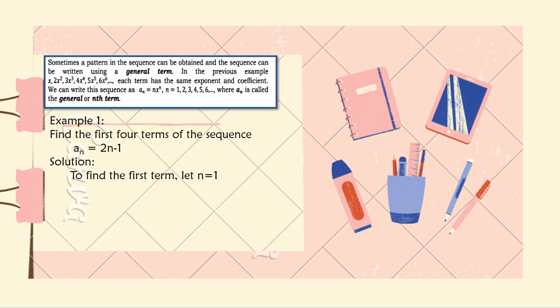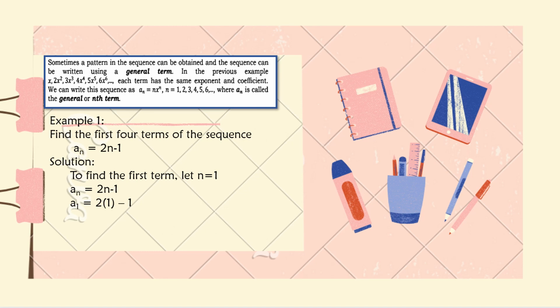To find the first term, let n equal 1. Using the general term, a sub n is equal to 2n minus 1, ang gagawin lang natin ay isa-substitute yung 1 sa lahat ng n. Since we're looking for the first term, we have a sub 1. Be careful in writing the general term and the given equation. Maraming nagkakamali dyan. Dapat nakasubscript yung 1, meaning hinahanap natin yung first term.